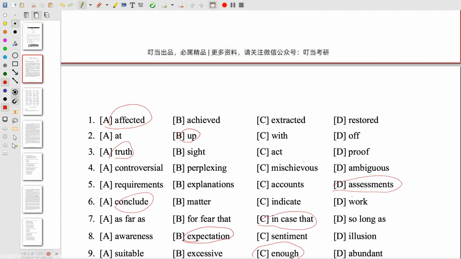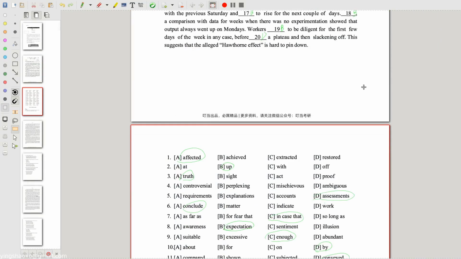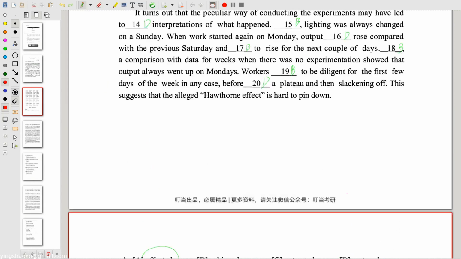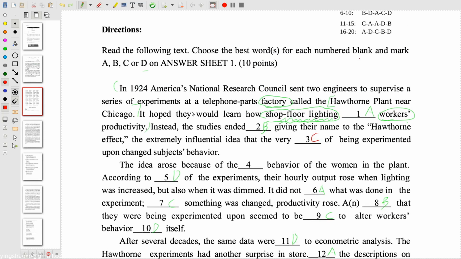Let's have a look at this answer. C, act. The right answer is act. So let's read this part of the article. It hoped they would learn how shop floor lighting affected workers' productivity. Instead, the studies ended up giving them the Hawthorne effect, the extremely influential idea that the very act of being experimented upon changed the subject's behavior.